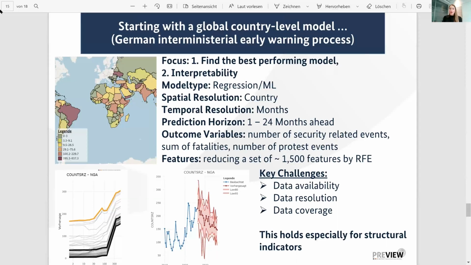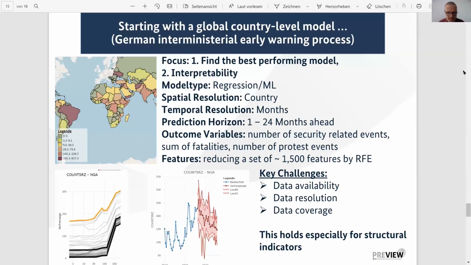Okay, then I would hand over to Thomas to give you more context on the genesis, so to speak, of our previous conflict model, or our current conflict model, which we use for the national interministerial crisis early warning system here in Germany, and then our future vision with respect to the more context-specific regional models. So thank you very much.